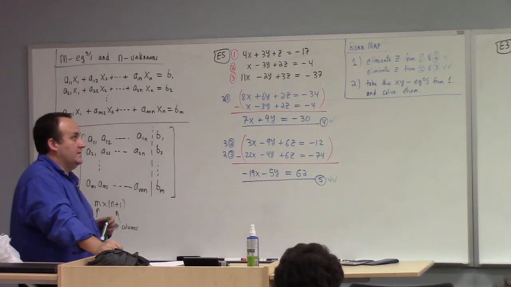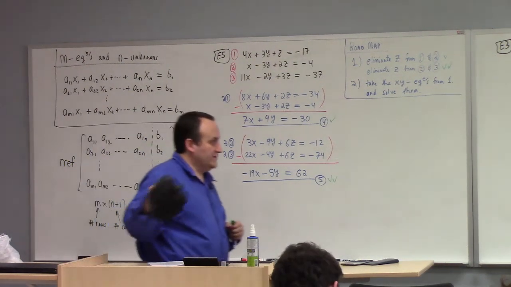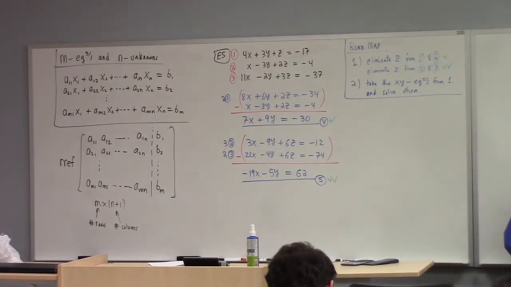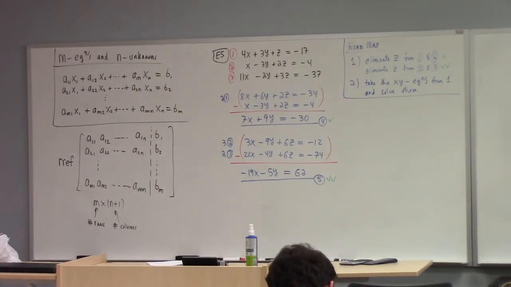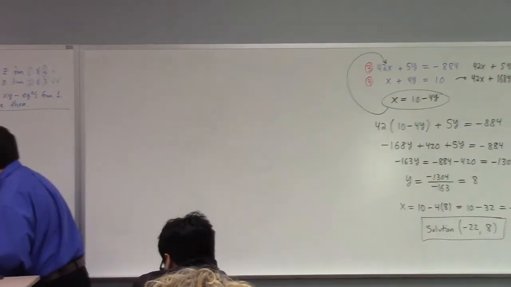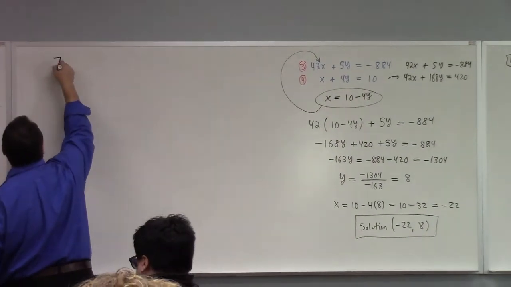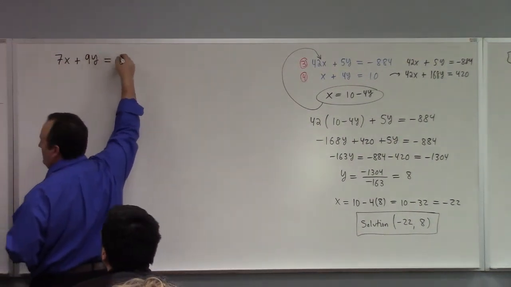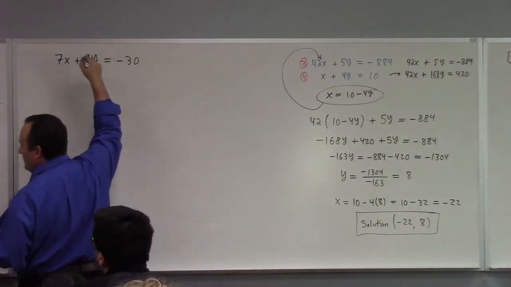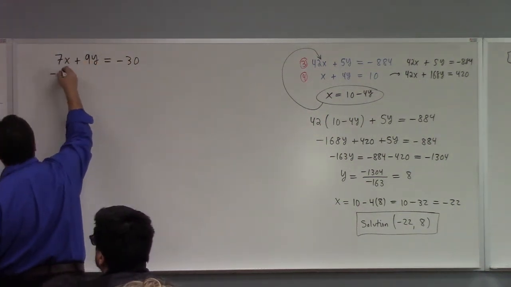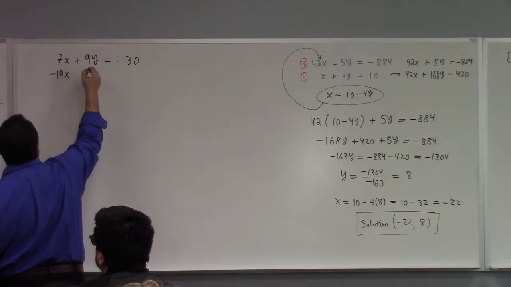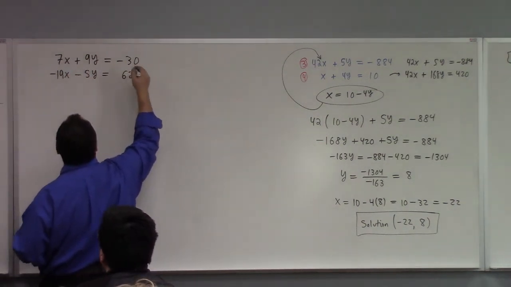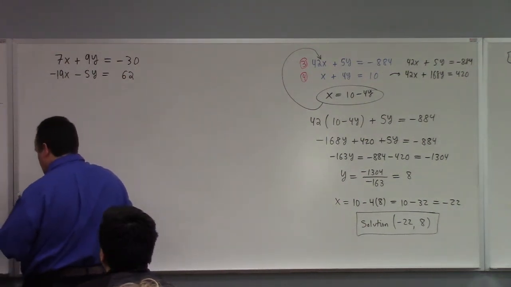Okay, so we take equations 4 and 5 and deal with those. I'll work that over here. I'm going to write them up here. So you've got 7x plus 9y equals minus 30, right? And minus 19x minus 5y equals 62. I'm calling those equations 4 and 5 respectively.